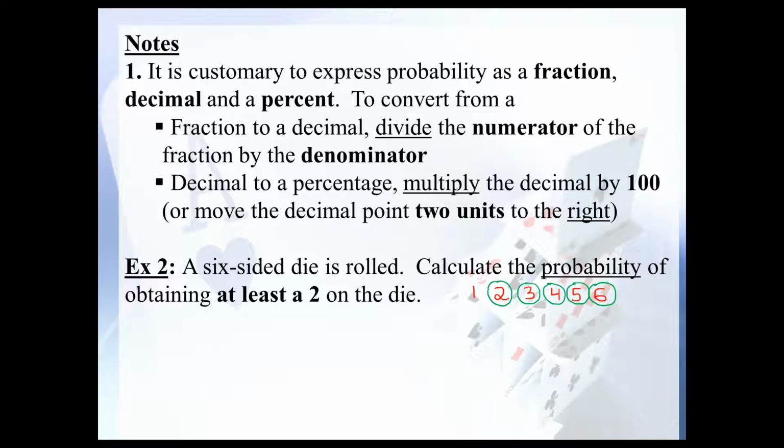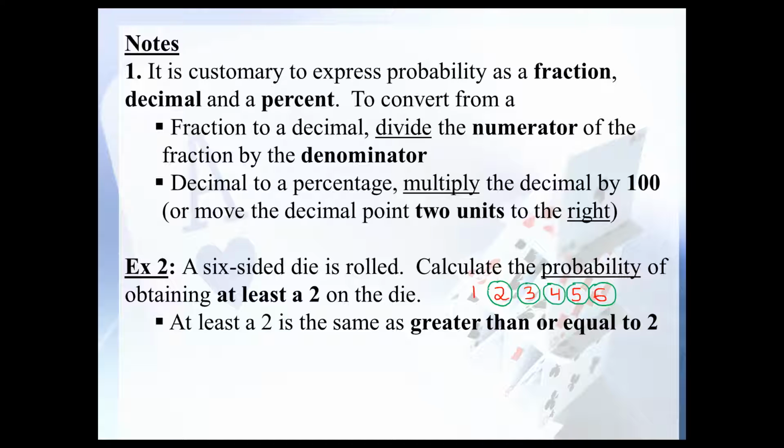If I wanted to translate that phrase at least 2 into something else mathematically, I could say that obtaining at least 2 is the same thing as obtaining greater than or equal to 2 on the die. So the number of favorable outcomes in that situation would be 5. So let's break down the probability equation.